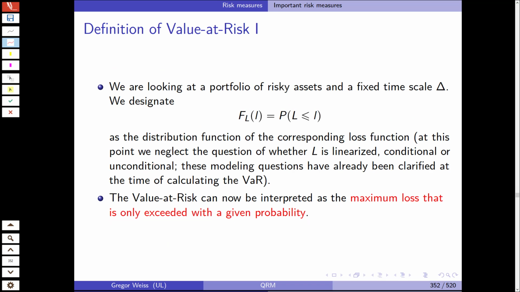So how is it defined? It's basically a quantile. If this is your P&L distribution, it's a quantile, for example here, so that you have 1% of probability mass here and 99% here, then this point here is your 1% value at risk. So by taking the distribution of your P&L or your losses, the value at risk is the maximum loss that is only exceeded with a given probability. So it's exceeded in 1% of all cases and not in 99%.